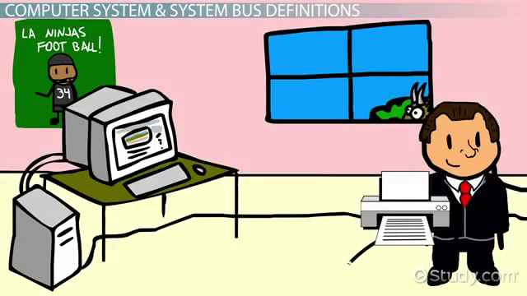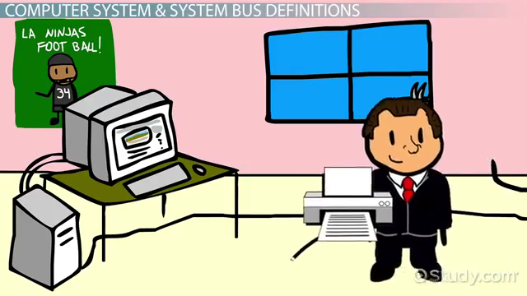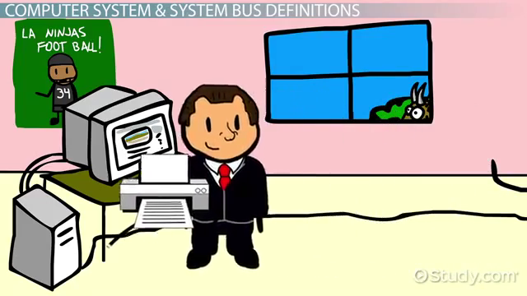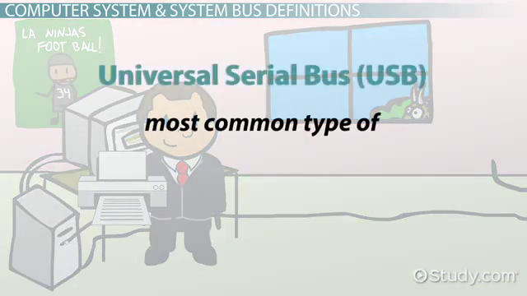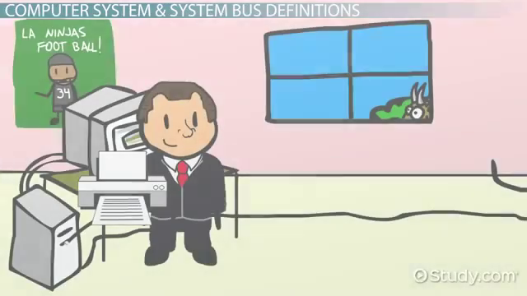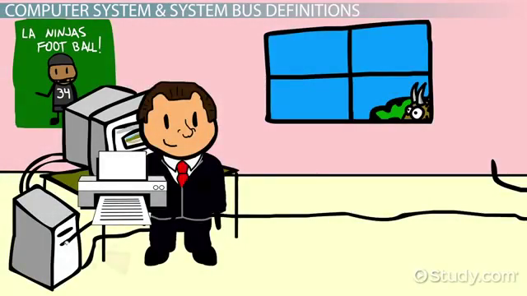Cables are still used in present-day computer systems, in particular to connect external devices. The most common type of connection is a universal serial bus, or USB, which you can probably recognize. Many peripheral devices, such as printers and scanners, use a USB connection.